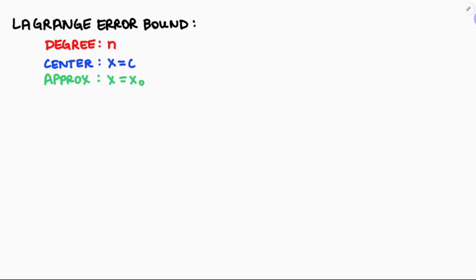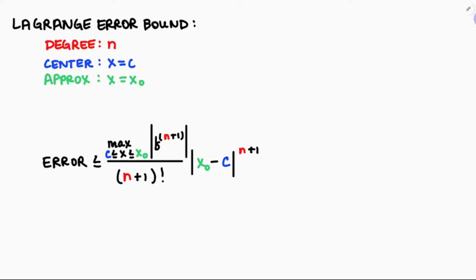Okay, so what you need to know for solving problems in Cal BC about Lagrange error bound is that you've got to start off with an nth degree polynomial centered at x equals c, and you're going to use that to approximate the value of the function at x equals x0, some actual plug-in approximation point. Then the error in that approximation will be no more than the maximum of the absolute value of the next derivative divided by the next factorial times the absolute value of x0 minus c to the next power.